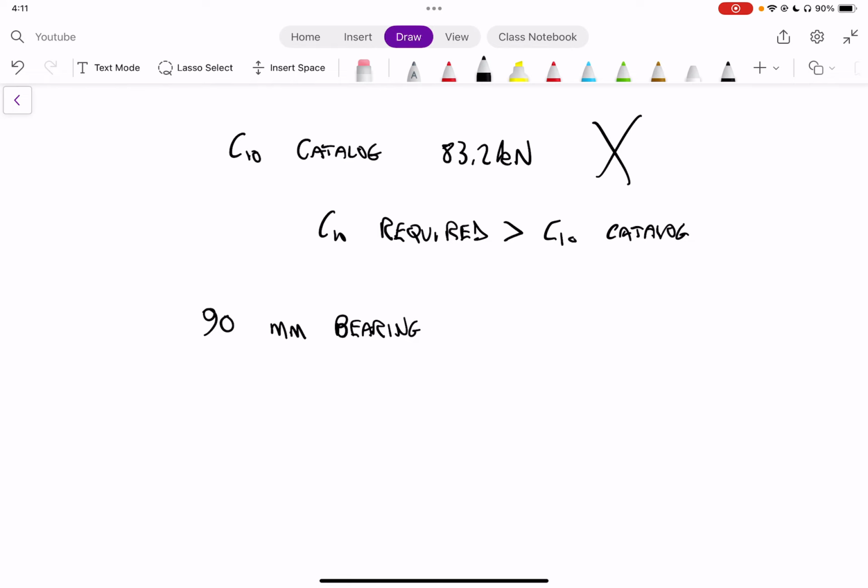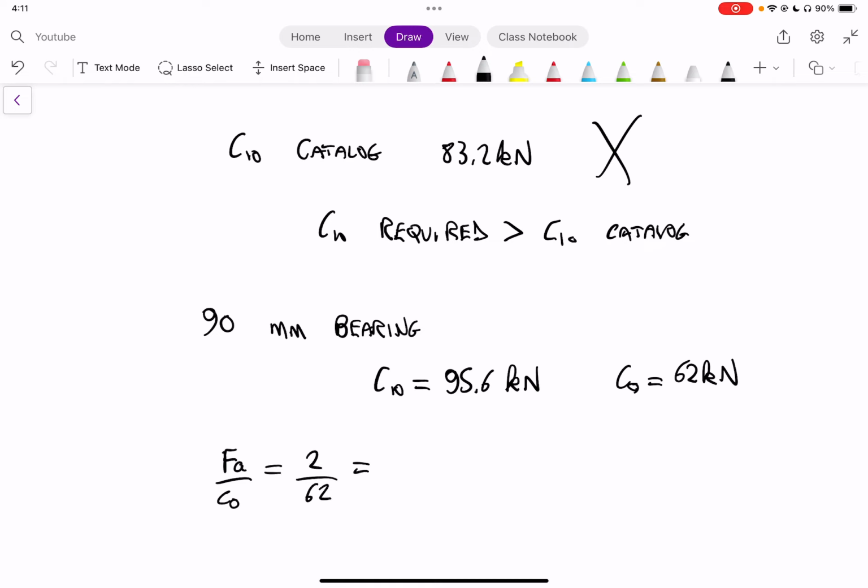So with a 90 millimeter bearing, what we then need to do is repeat the steps that we were doing. By repeating the steps, we have that C10 is equal to 95.6 kilonewtons, and C0 is now equal to 62 kilonewtons based on choosing this bearing instead. Then we can write that FA over C0 is now going to be slightly different. It's going to be 2 over 62, which is going to give you a value of 0.032.